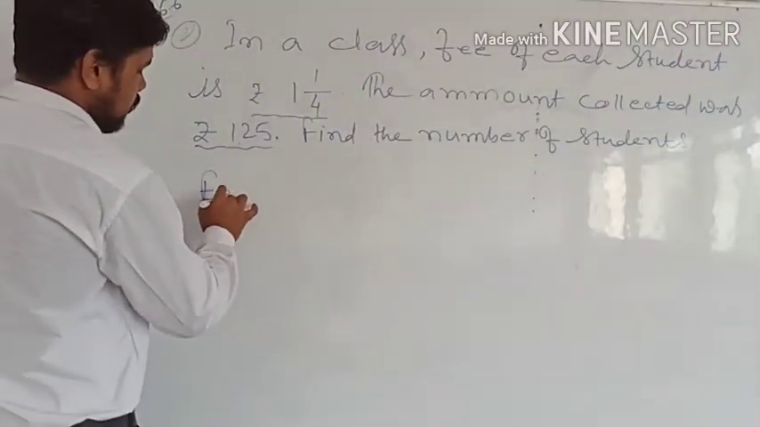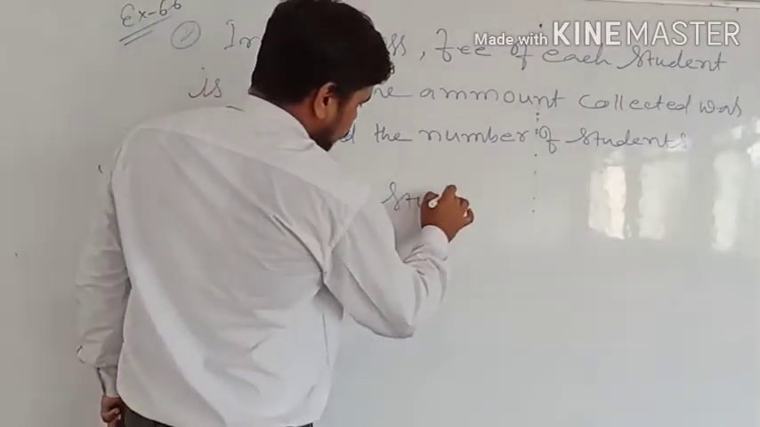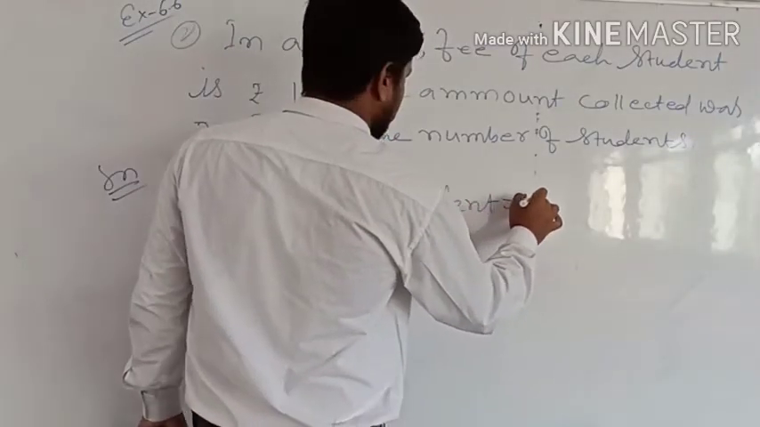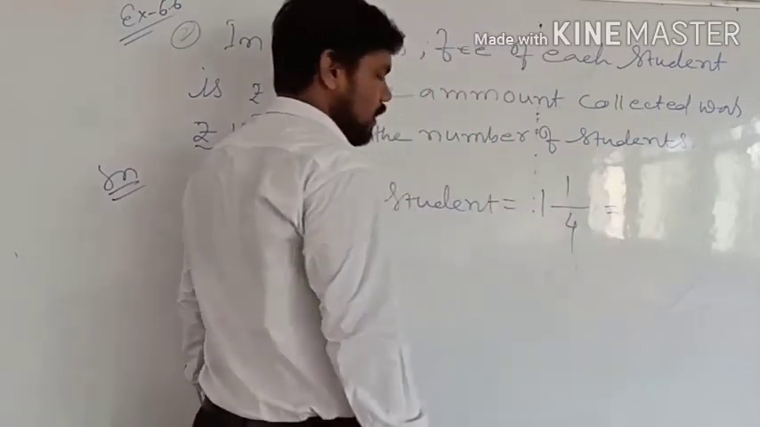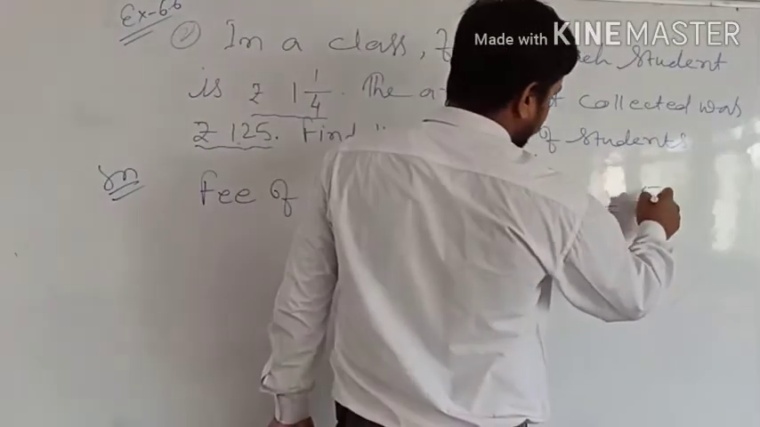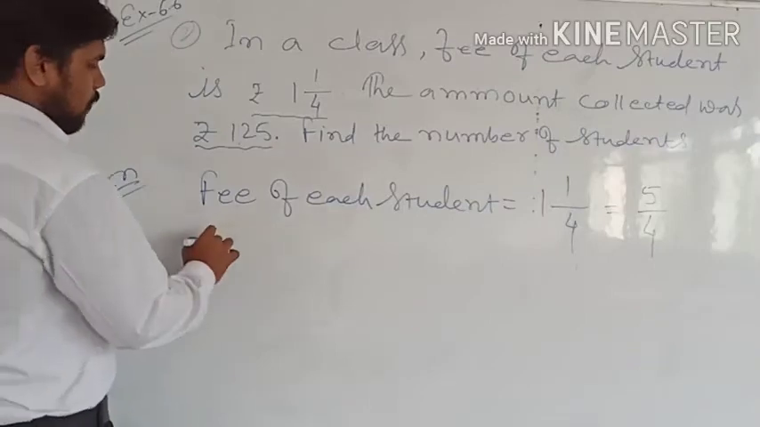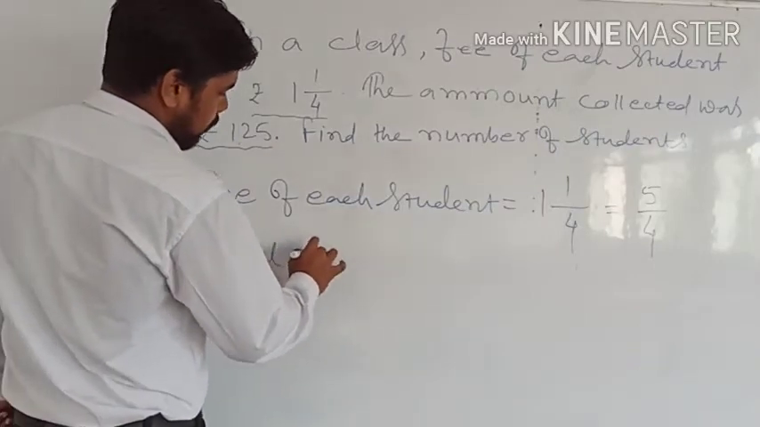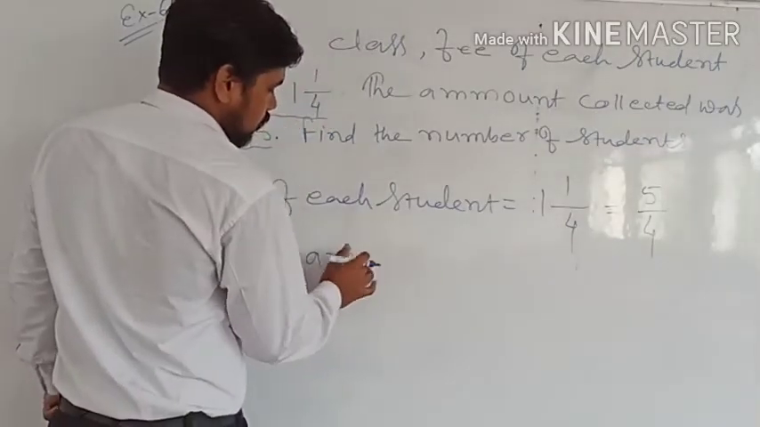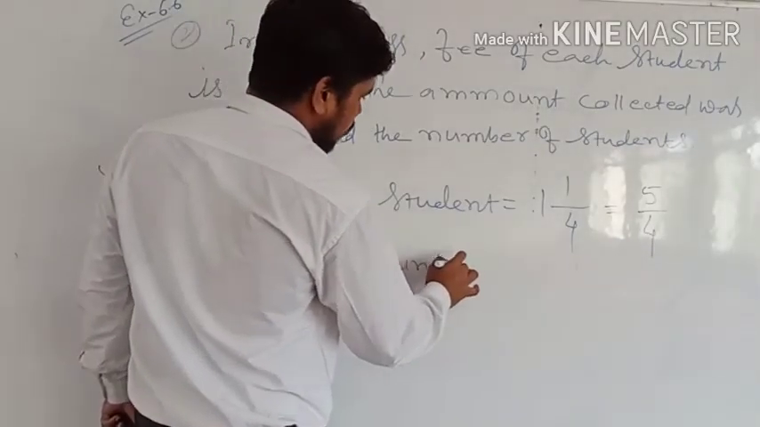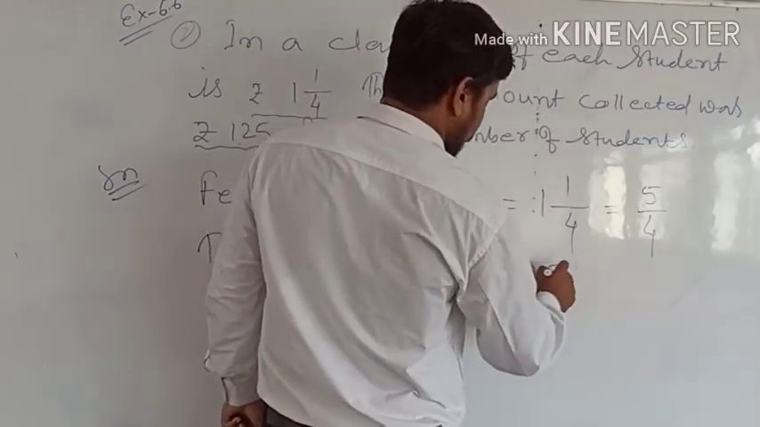So the fee of each student is equal to 1/4. If you convert 1/4, that means 4 plus 1, 5/4. Okay. So the amount collected was the total amount. So the total amount is equal to rupees 125.